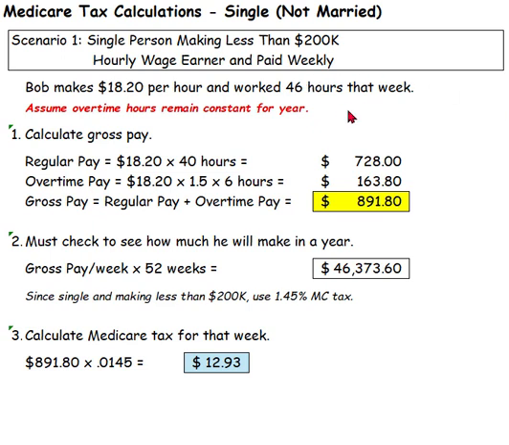Also assume that the overtime hours remain constant for the year. The first thing we would do is calculate gross pay. So regular pay, $18.20 times 40 hours equals $728. Then we have to factor in the overtime pay because he worked 6 hours of overtime, so $18.20 per hour times the 1.5 premium times 6 hours of pay equals $163.80. To find the gross pay, just add the two together.